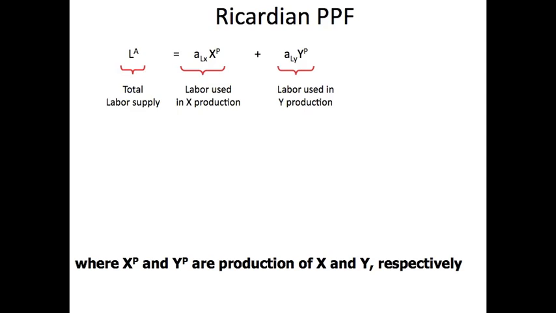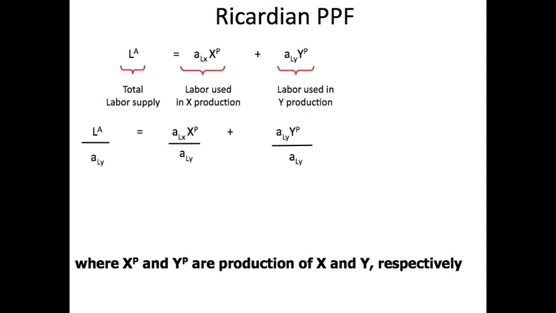So let's take a look at a representation of this. Total labor supply is given by LA. That is equal to the total amount of labor used in the production of X and the total amount of labor used in the production of Y. If all labor is used in one or the other industry, the sum of those equals the total amount of labor. That is to say, you have full employment.